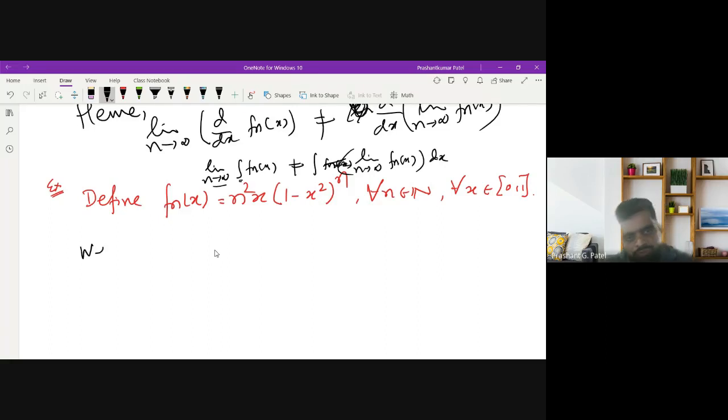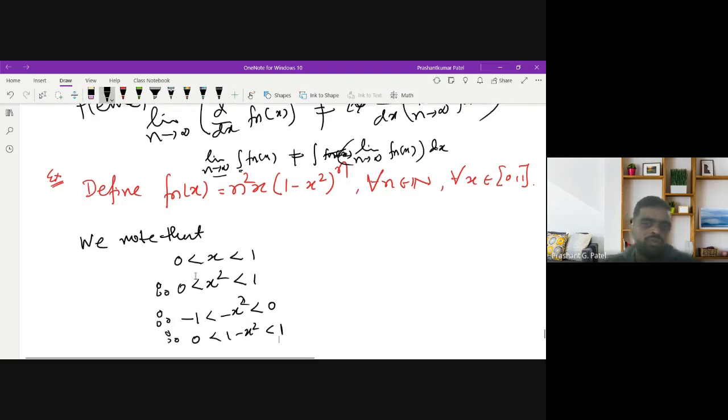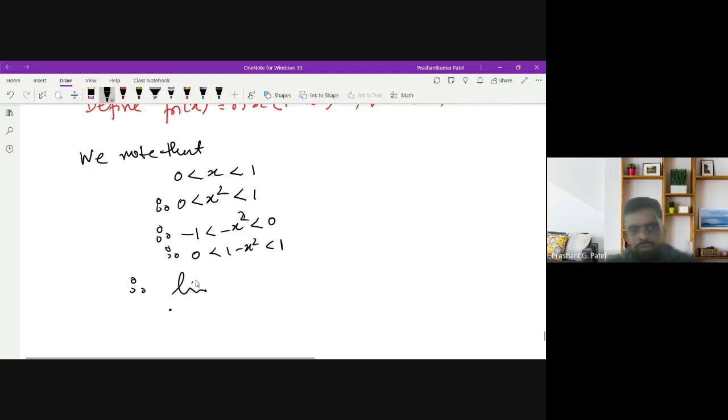So first we note that (1 − x²)ⁿ is there, and x is between 0 and 1. The first observation we can make is that if x is between 0 and 1, then x² is also between 0 and 1. Therefore −x² is between −1 and 0, so 0 < 1 − x² < 1. So 1 − x² is between 0 and 1, and we know that a number between 0 and 1 raised to the power n has limit 0. Therefore the limit as n tends to infinity of (1 − x²)ⁿ is equal to 0.